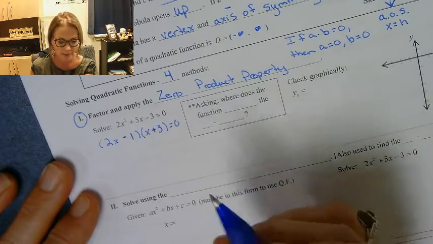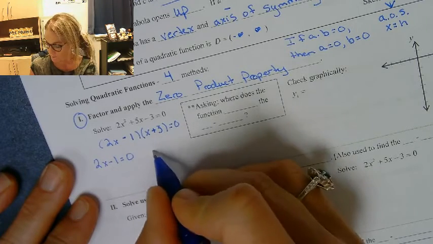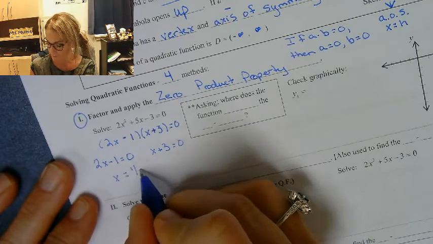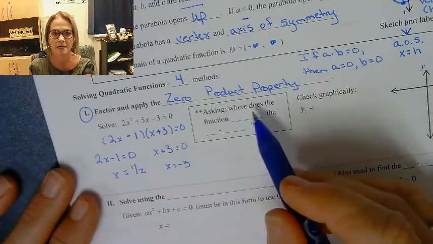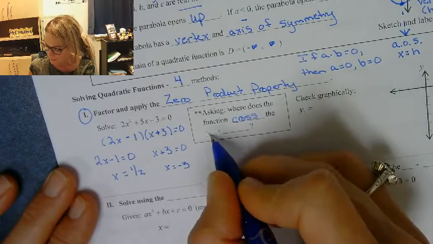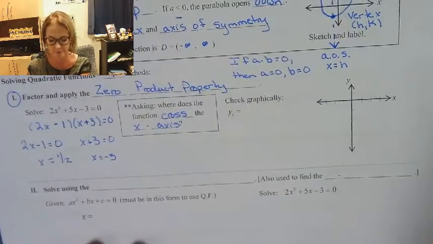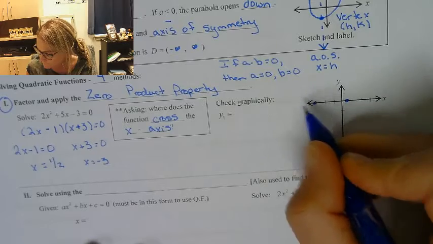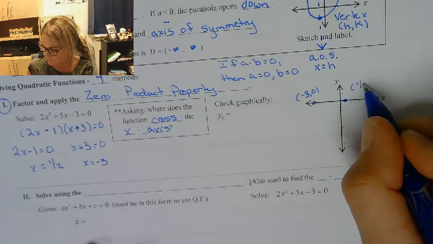If you did a mental check, you'd get 2x squared plus 6x minus 1x, which is 5x, and then minus 3. Then you use your zero product property and set both of those equal to 0, and just solve each one of those little linear equations. So x is equal to 1/2 here, and x is equal to negative 3. This is asking us, where do we cross the x-axis? These are x-intercepts, zeros, all of that language that we use. So we'll put negative 3, 0 here, and 1/2, 0 here.